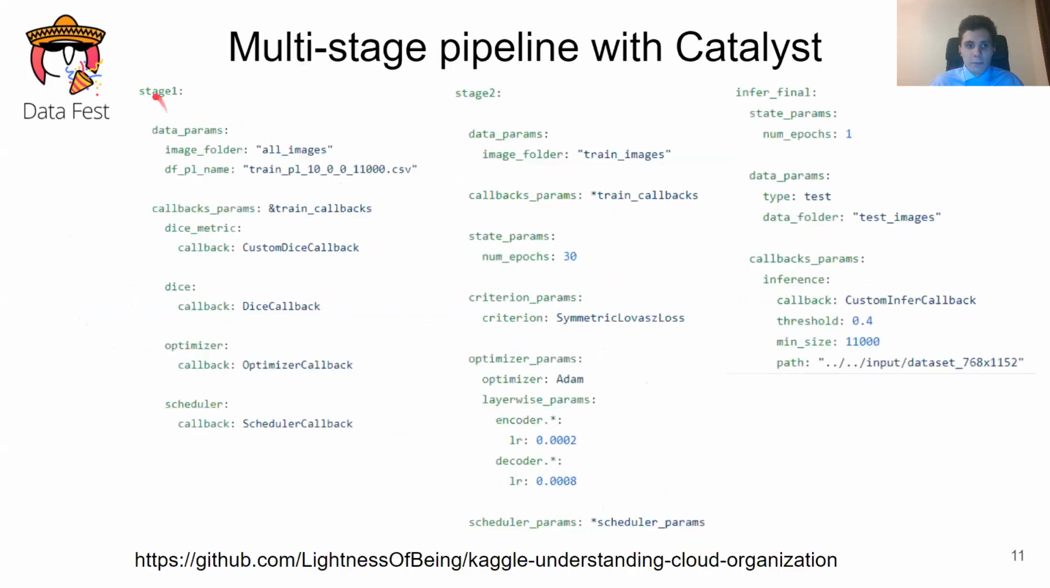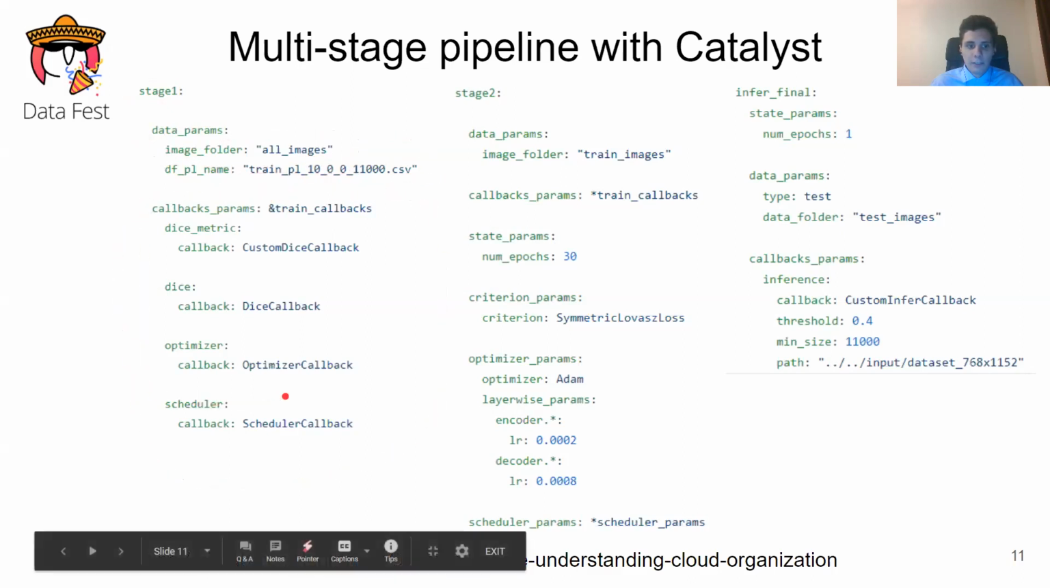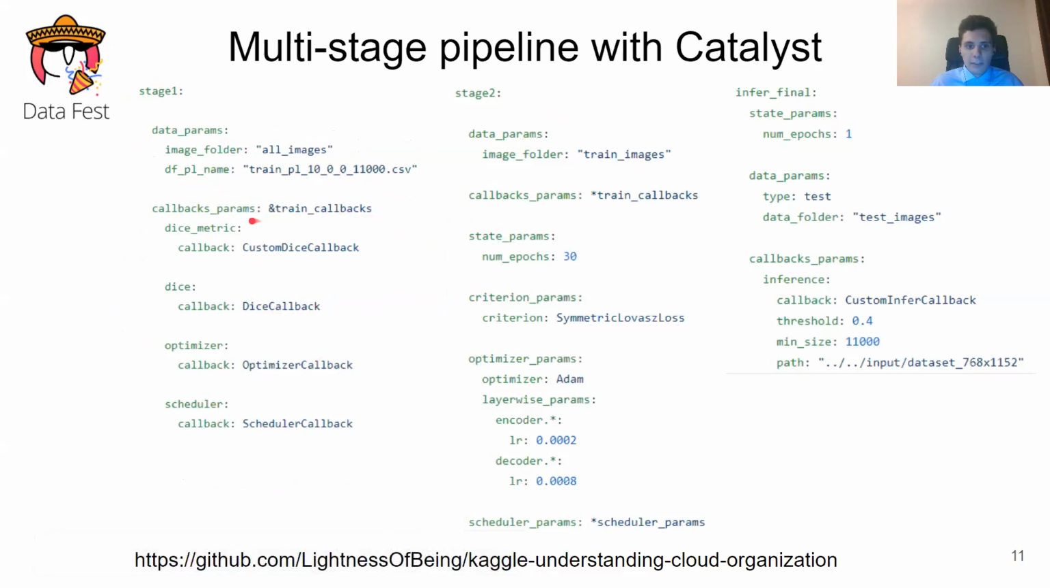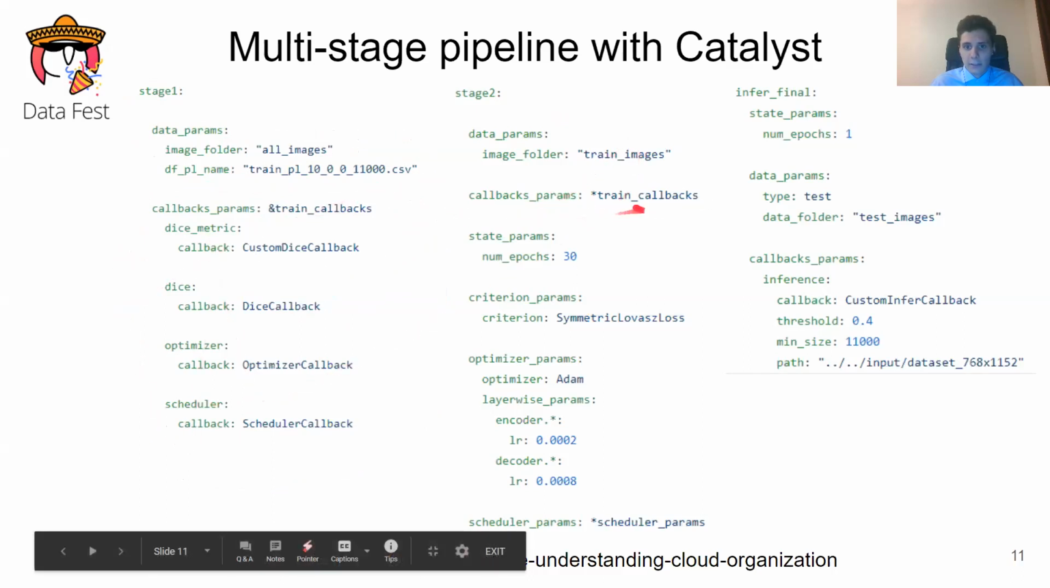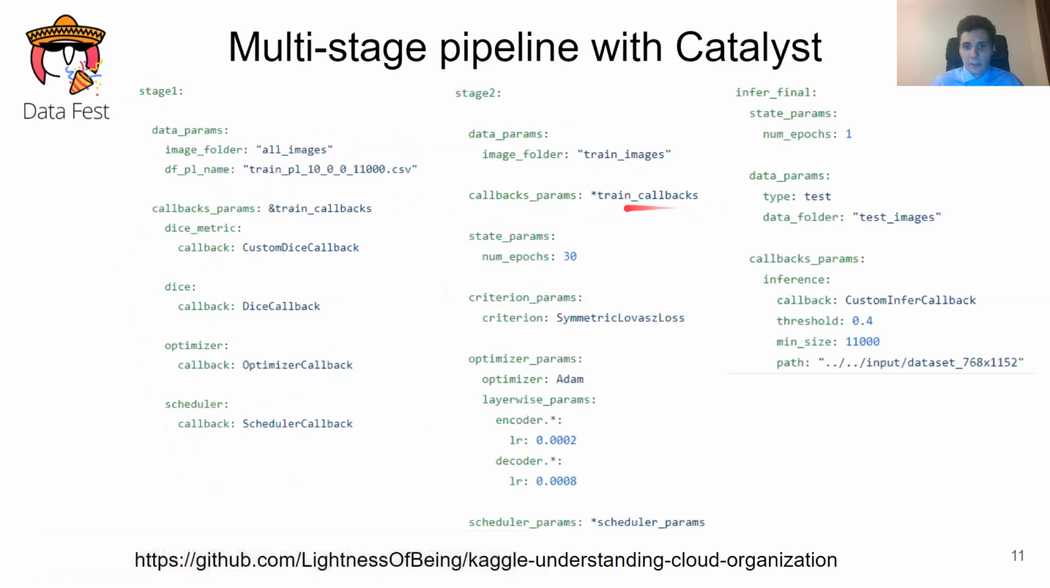So my pipeline looked like this. I had the first stage where I trained on all images with pseudo labels. You can see a callback specified here. And the good thing about YAML is that you can use YAML anchors to refer to them later, so you don't need to copy paste that whole thing here. You can just refer to that YAML anchor.